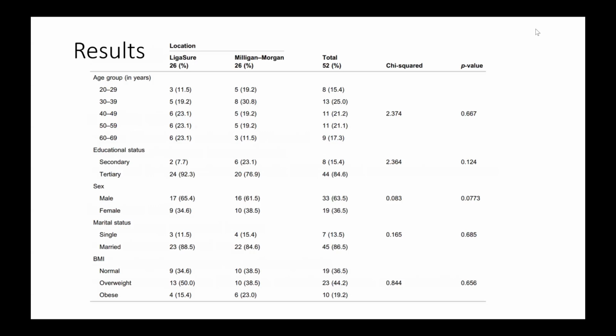Now, you will notice straight away that despite using simple randomization, and if you go back to our videos on randomization itself, you realize why this is weird, the two groups are exactly identical: 26 patients in the LigaSure group, 26 patients in the Milligan Morgan group. If you look at the baseline characteristics, they're pretty much equally distributed across the two groups.